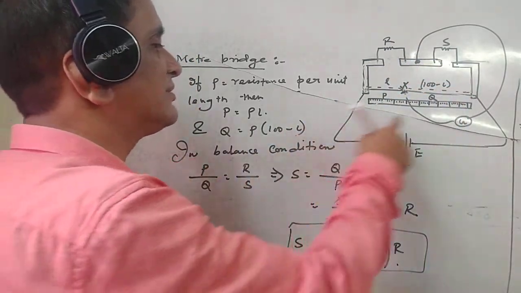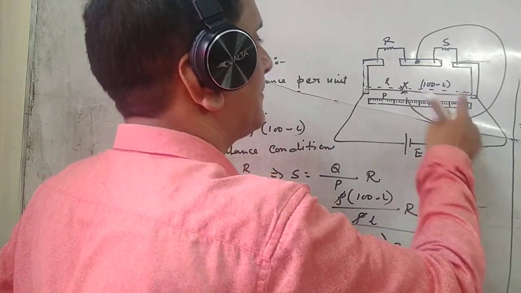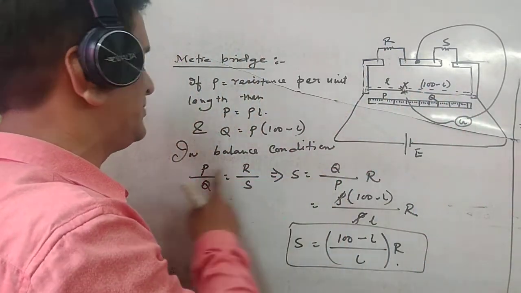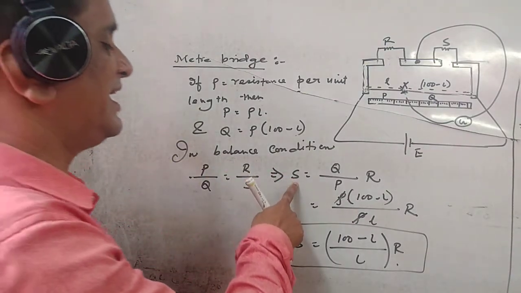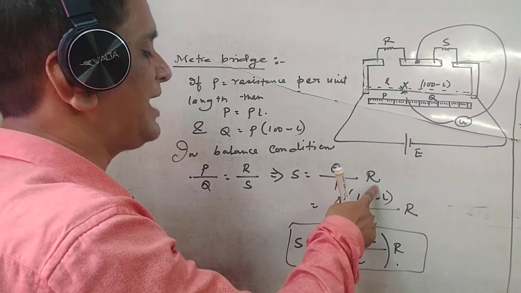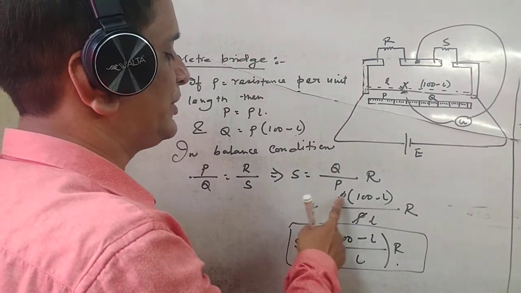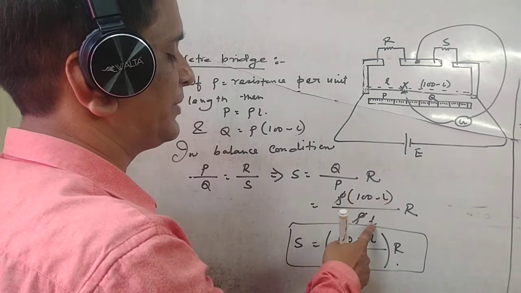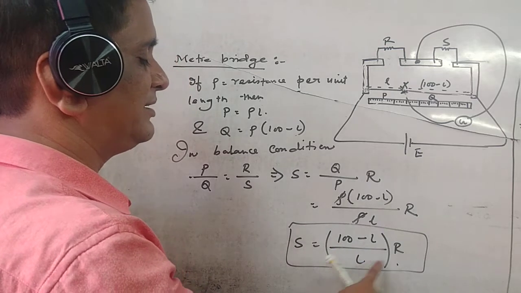So now we know that at point X it is balanced, that means galvanometer shows zero deflection. By using the Wheatstone Bridge principle, we can say that P by Q is equal to R by S. So we can say S equal to Q by P into R. In the value of Q, we can write rho into 100 minus L divided by rho into L. This rho will cancel out, and we will get S equal to 100 minus L by L into R.